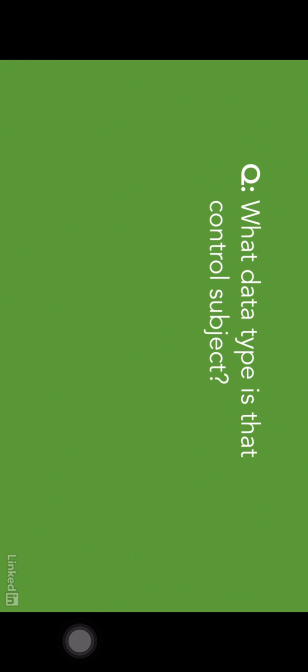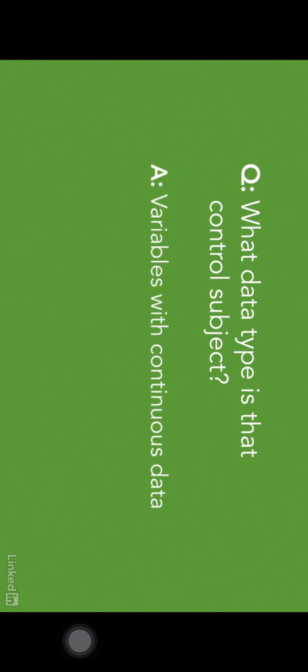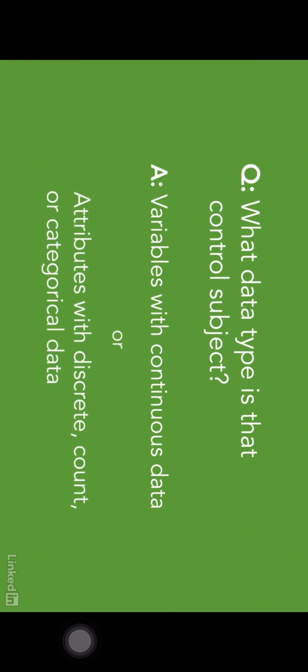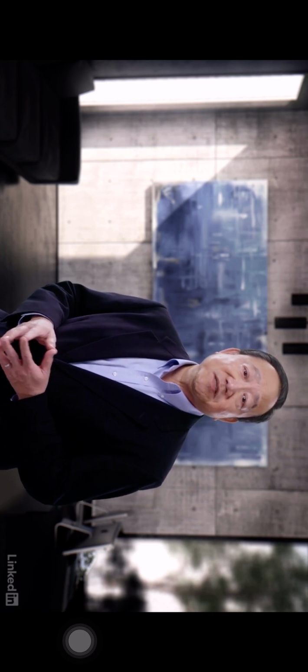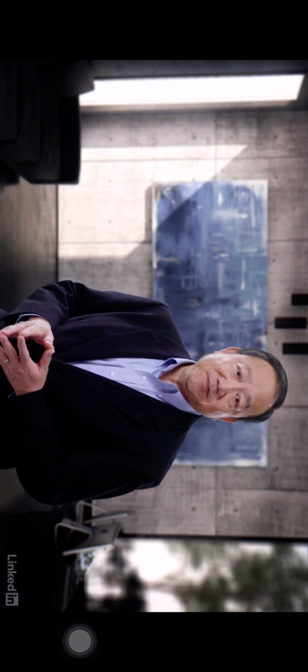Your next question is, what data type is that control subject? Is it continuous data, such as temperature or processing time? Or is it attributes that are discrete, such as the number of defective items or proportion of defects? For variables or continuous data, you have a choice. If it's individual data, then use the individual or I chart.